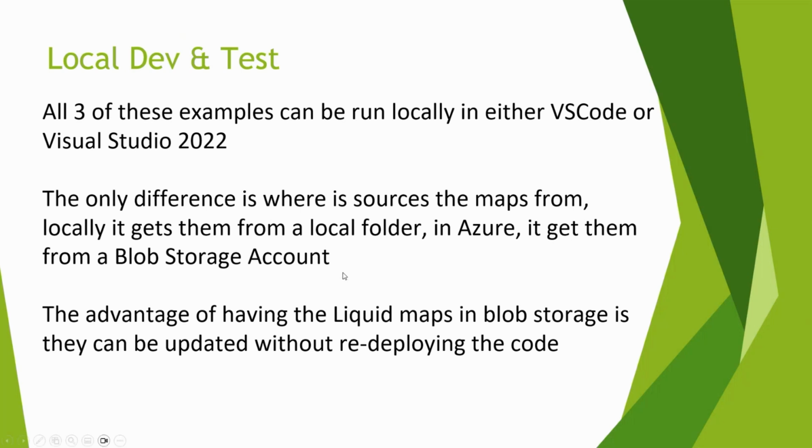And like I showed, the map comes from a local file when I'm running locally. It comes from Azure Blob Storage when I'm running in Azure. And again, one of the advantages of having them in Blob Storage is that you can just put a new map or an extra map out there, and then just change the configuration of your app to go to that different map. Any other questions?